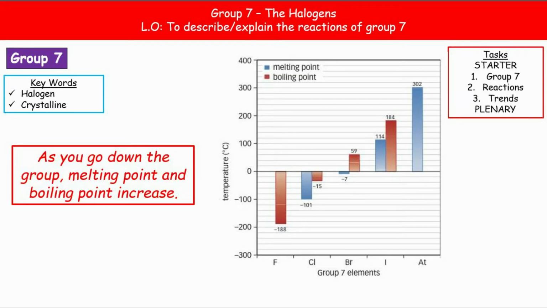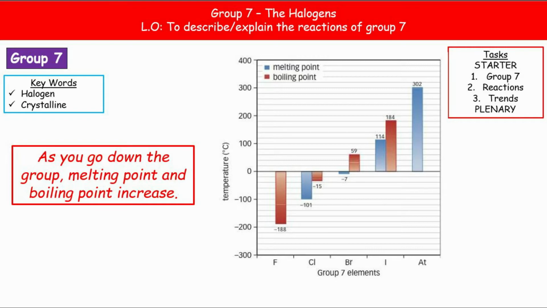Hopefully what we got as the trend then is that as we go down the group, the melting point and the boiling point increase. Because if we have a little look at chlorine, for example, we can see that its melting point is minus 101 degrees Celsius. Then when we get to bromine, it's minus 7. For iodine, it's 114. So it's increasing. And the same can be said for the boiling point. So they both increase as we go down the group.